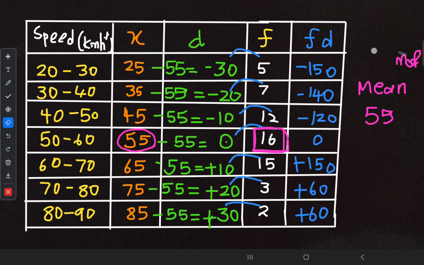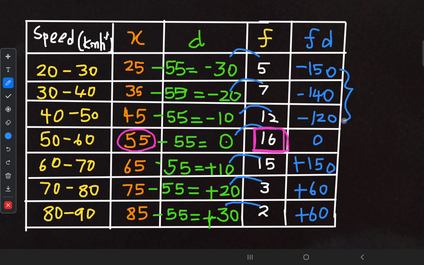Thereafter, in these cases, you have to add up your negative values separately and positive values separately. That will give you a better understanding of the question. When you add up your negative values, negative 150 and negative 140 and negative 120, that will give you negative 410. When you add up your positive values, 150 plus 60 plus 60, that is positive 270.